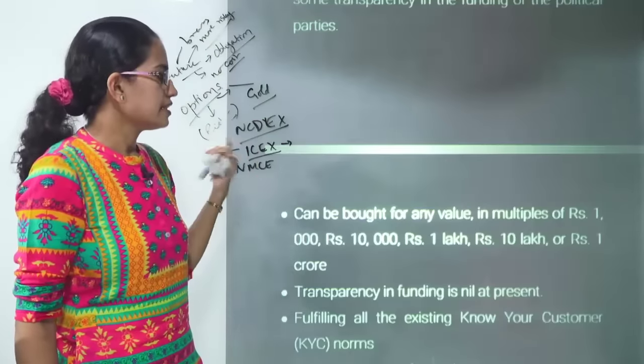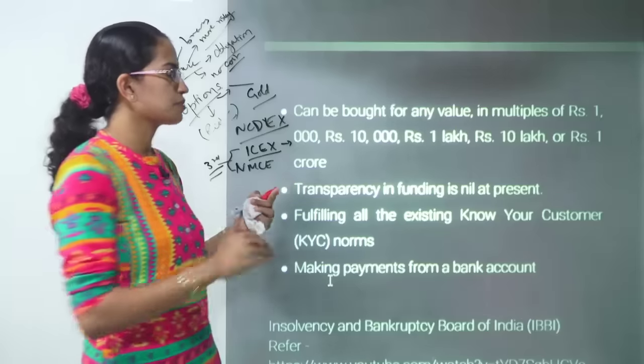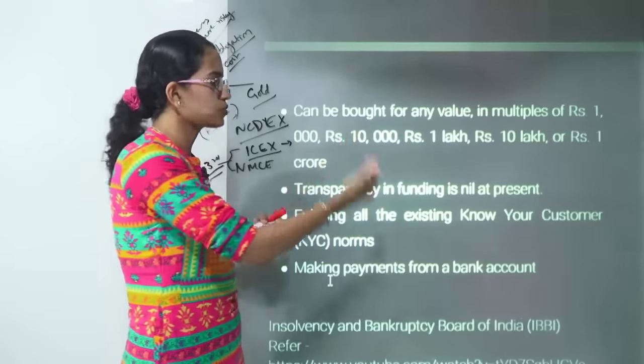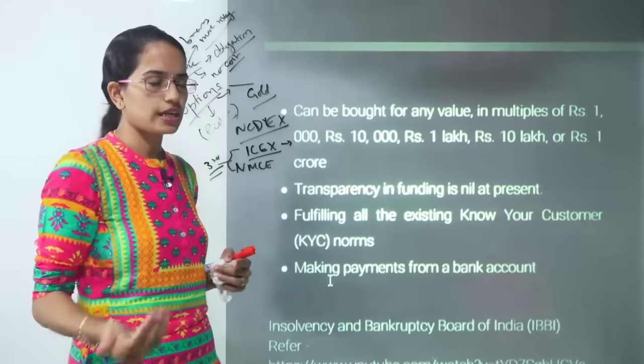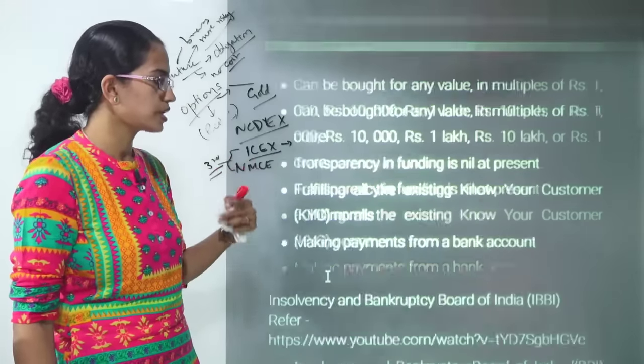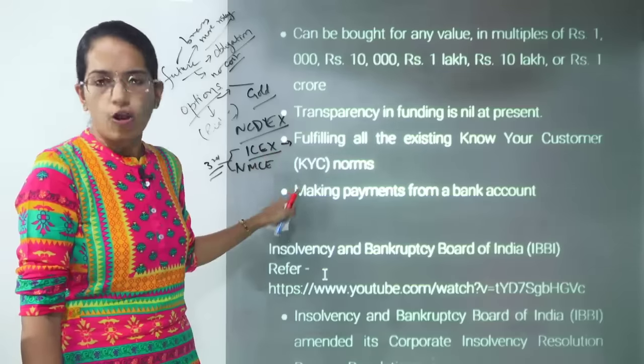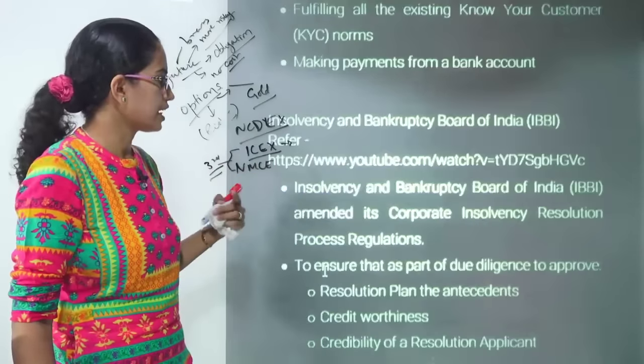bonds, and to put in money, it should be in the multiples of 1,000, 10,000, 1 lakh, 10 lakh or 1 crore. It would bring in more transparency into the political parties and the money that is going into the political funding. Also for this, you would have to fulfill the KYC norms.